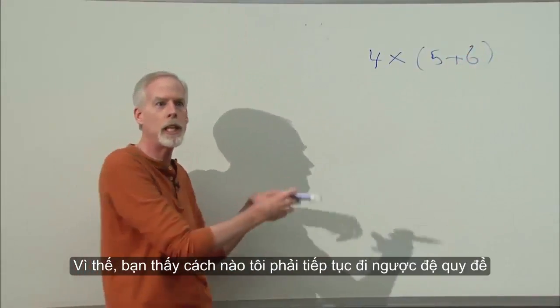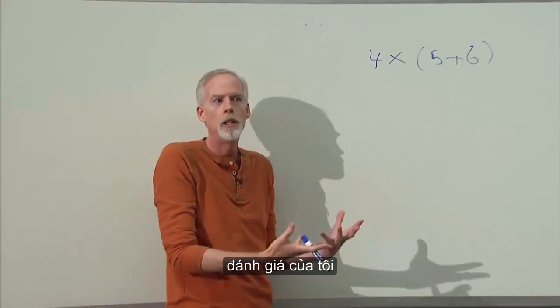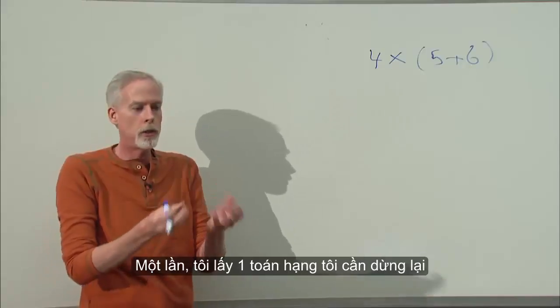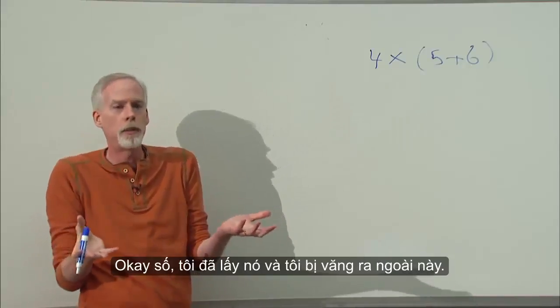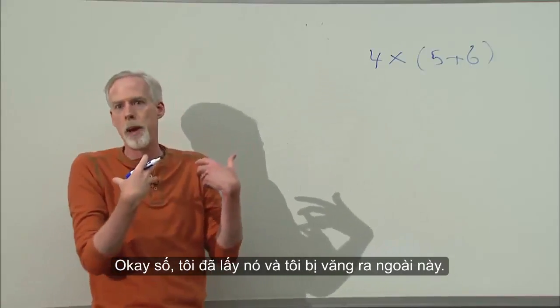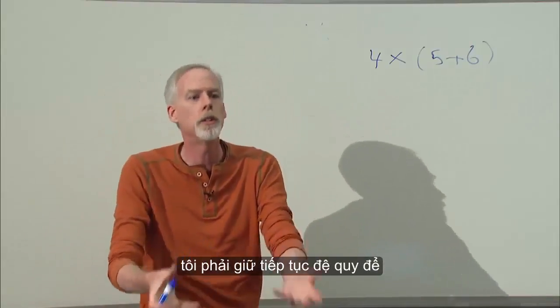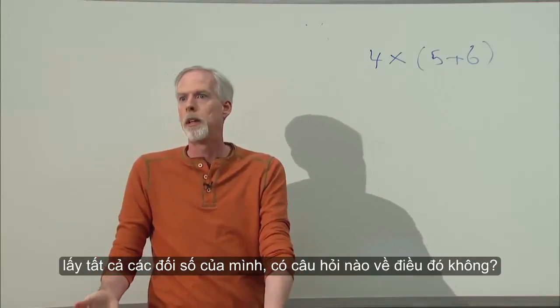So you see how I have to keep going back recursively to my evaluate to get the operands for my operations. Once I get to an operand, I can stop. Okay, as a number, I got it, and I'm out of there. But every time I encounter another operation, I have to keep going recursively to get all my arguments. Any questions about that?